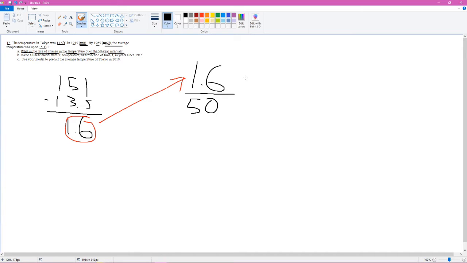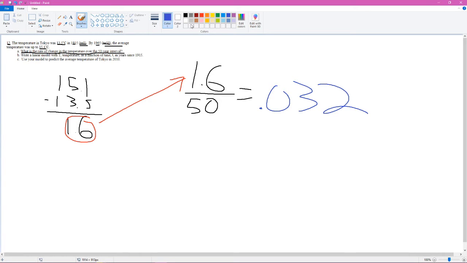And then we're just going to divide. So we're going to do 1.6 divided by 50, and that equals 0.032. So that means that the temperature increases by 0.032 degrees every year, basically.